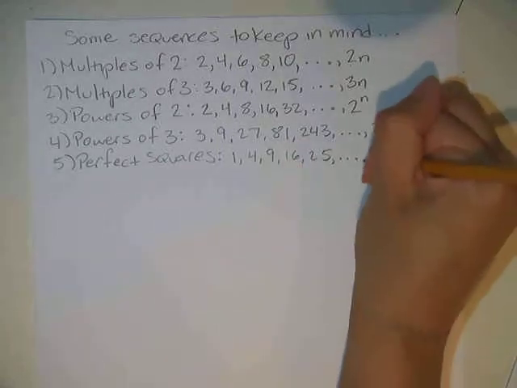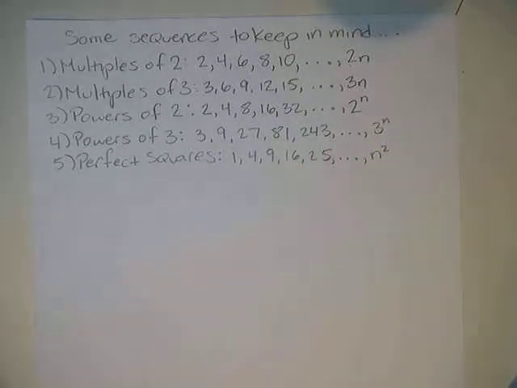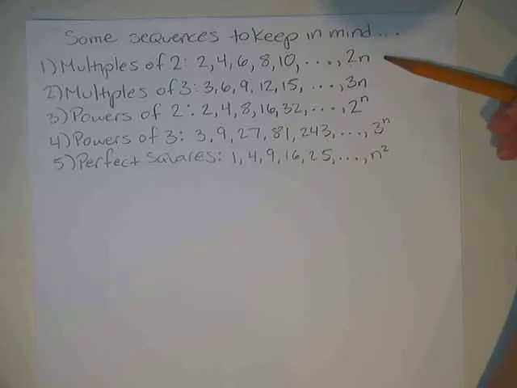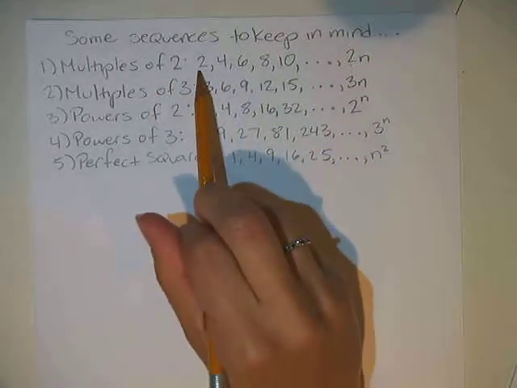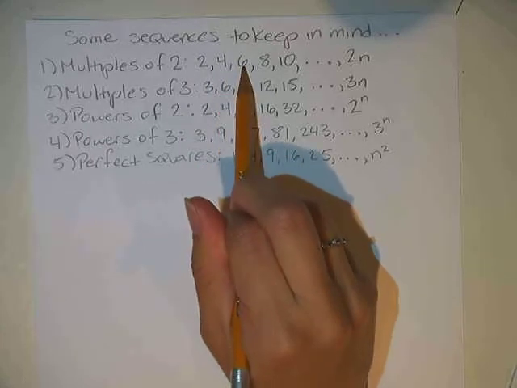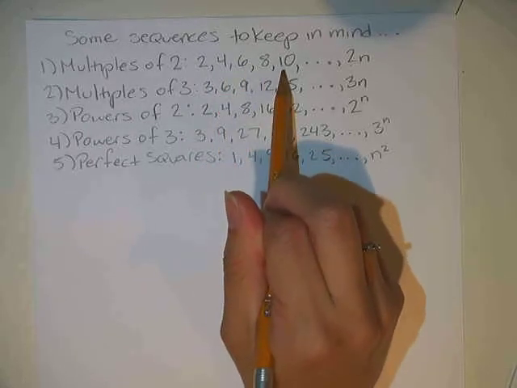Okay, here we have 3n. Powers of 2, so 2 to the n power. 3 to the n power, and n squared.